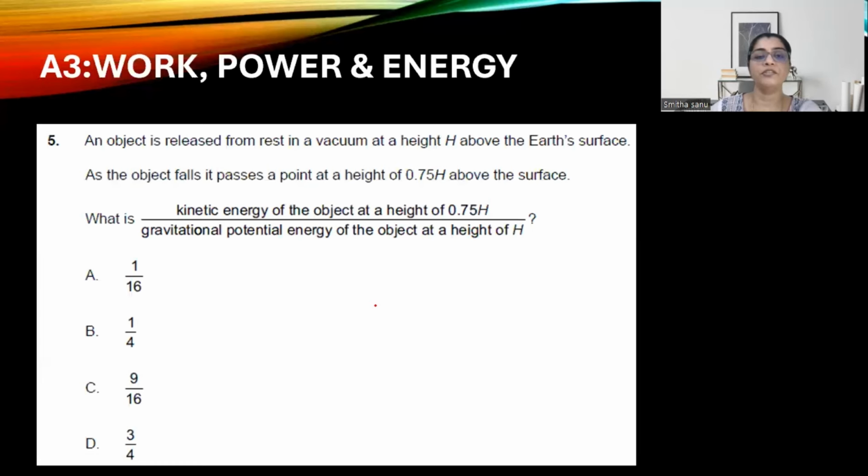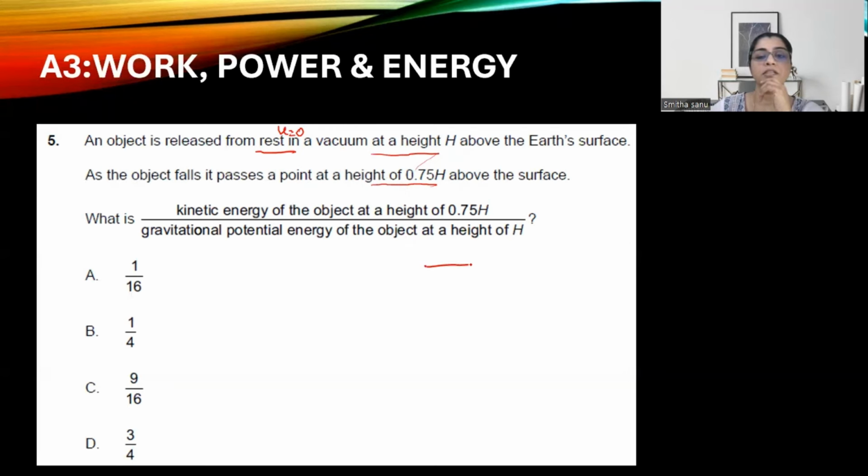Let's see an application for this. An object is released from rest. So you know what is the meaning of from rest. When it is released from rest, the initial velocity is 0. It is released from a height of h meter above the Earth's surface. As the object falls down through a height of 0.75 h above the Earth's surface, what is the kinetic energy of the object at 0.75 h height? And what is the gravitational potential energy at the height h? You have to find the ratio of these answers.